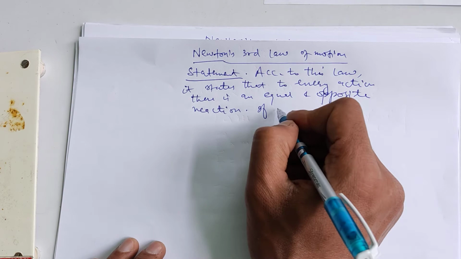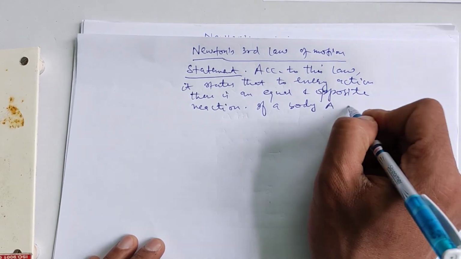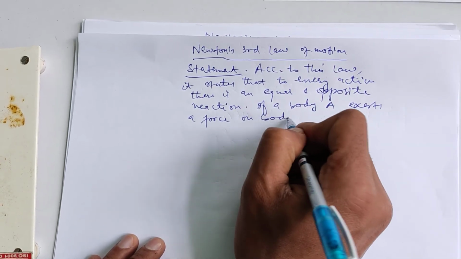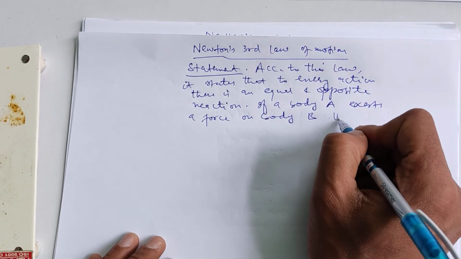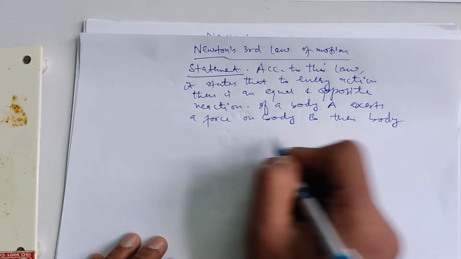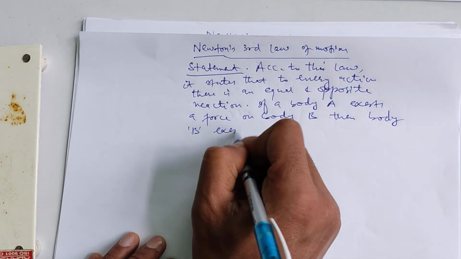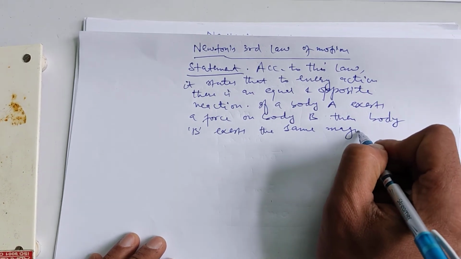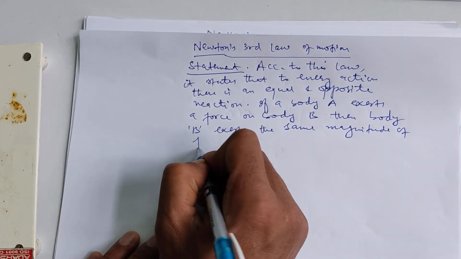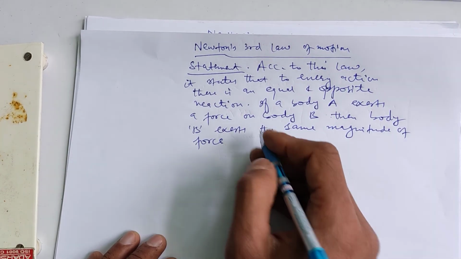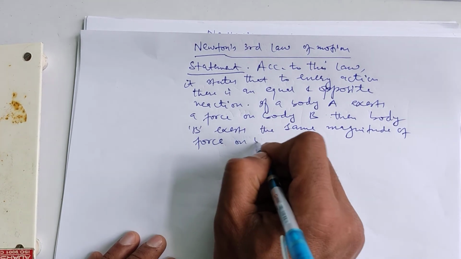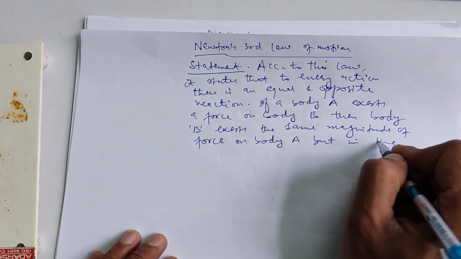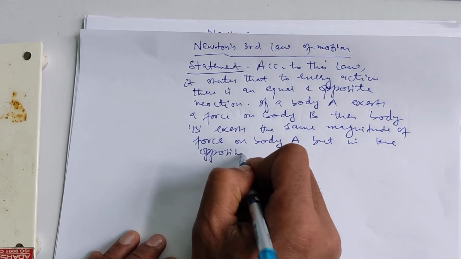In other words, we can say if a body A exerts a force on body B, then body B exerts the same magnitude of force on body A, but in the opposite direction.